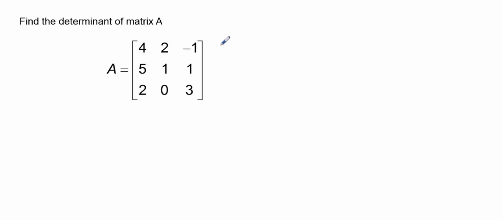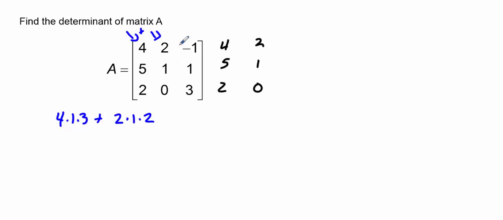So once again, I'll copy down the first two columns. Try to keep your spacing even so you can see those diagonals. I multiply this diagonal, which gives me 4 times 1 times 3. I'll just multiply everything out. This diagonal, and again I'm going to add those because I'm going to the right, is 2 times 1 times 2. Multiply this final diagonal, which is negative 1 times 5 times 0.